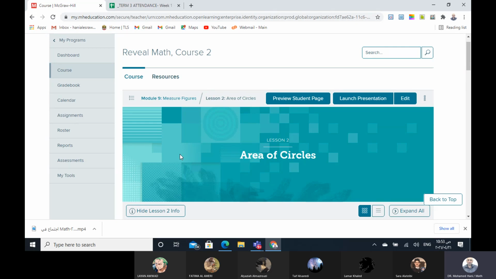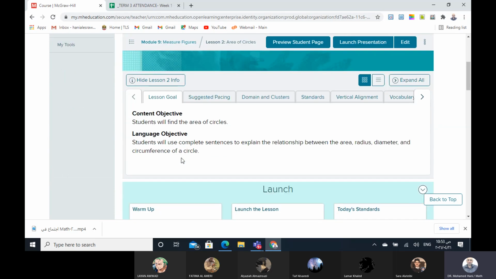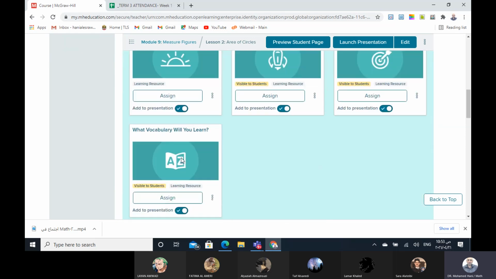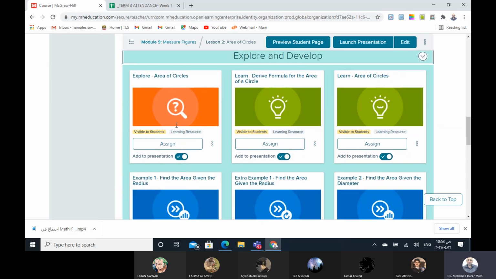Math grade 7. We are in module 9, measuring figures. Today we have the second lesson, area of circles. In this lesson we want to learn how to find the area of circles.